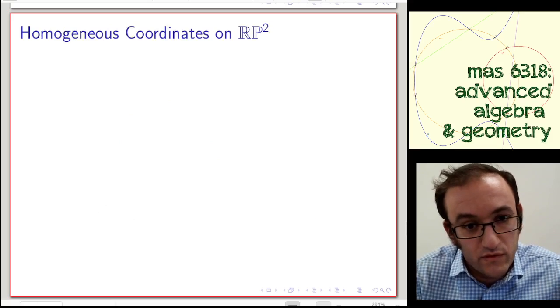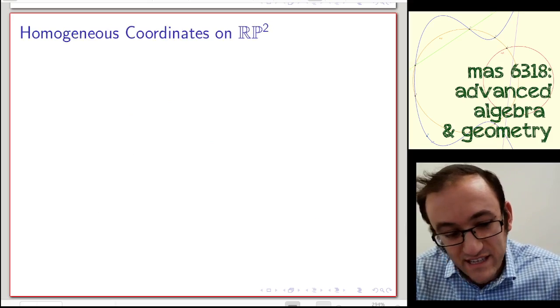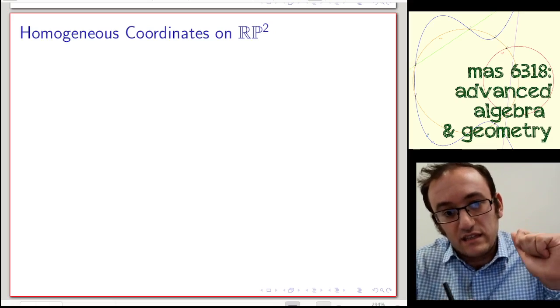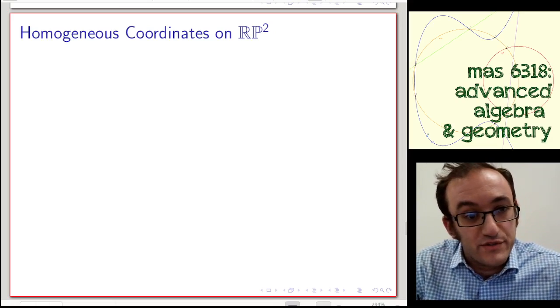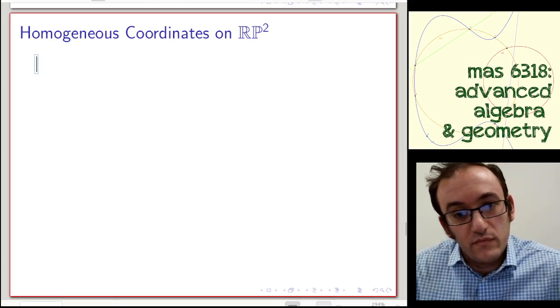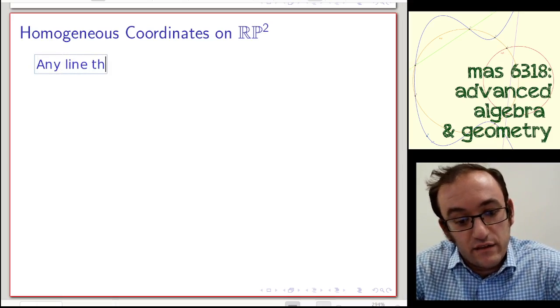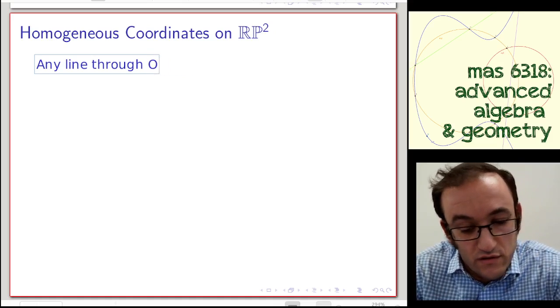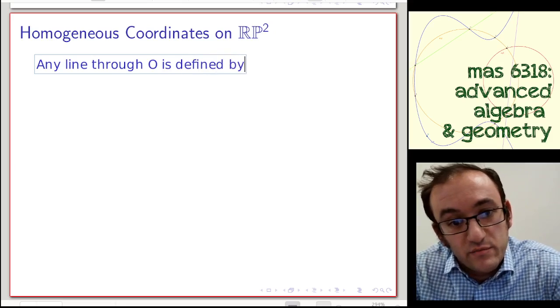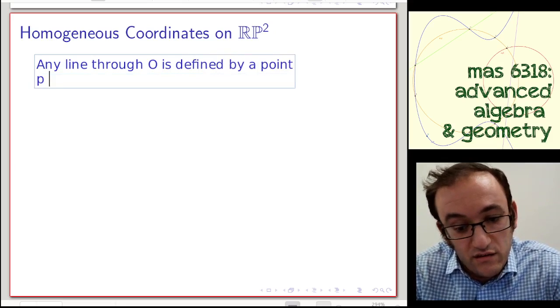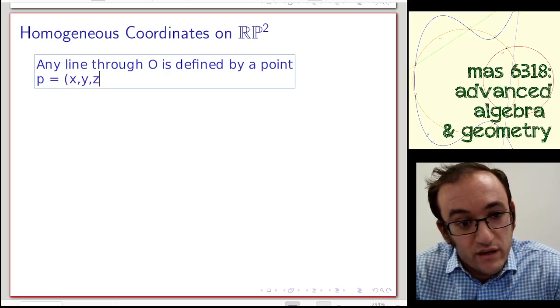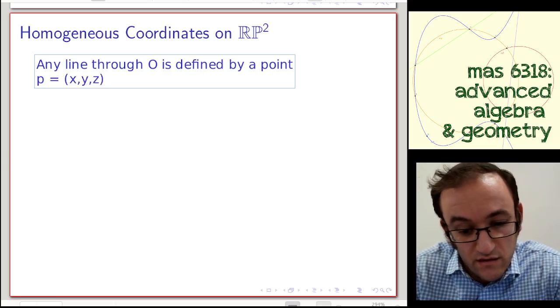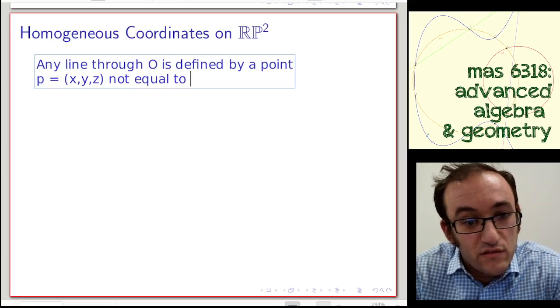Okay, so that is all a little fuzzy because we're just visualizing the lines, but let's try and attach some numbers to it. So any line through the origin, let's call it O, is defined by a point P, and that's given by coordinates x, y, z, not equal to 0.